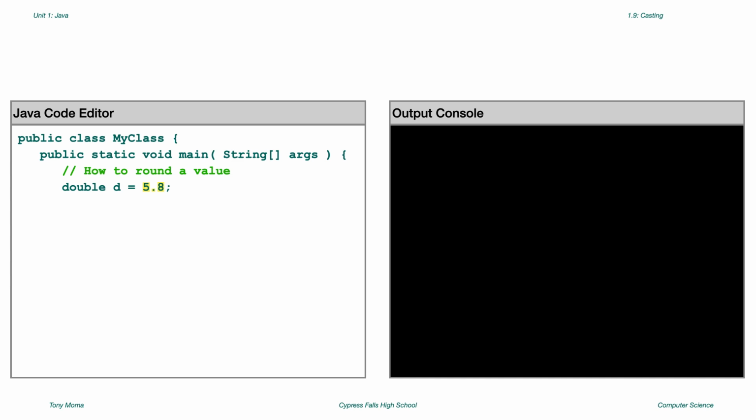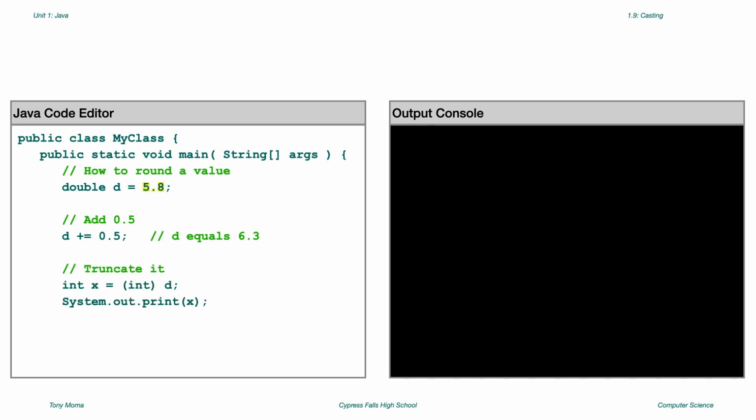Let's repeat these steps on 5.8. Once again, step 1, add 0.5. Thus, d will become 6.3. The next step, truncate it, which we do by casting it to an integer. When we cast 6.3 to an integer, it becomes 6. Thus, when we print out x, 6 is our output.